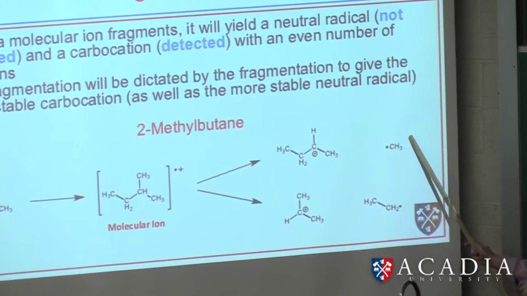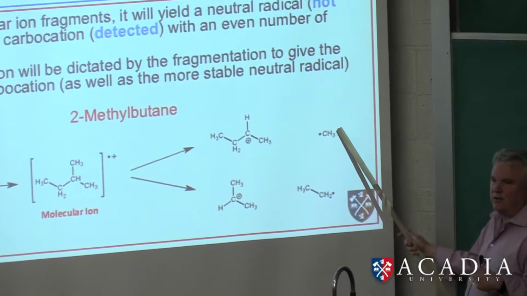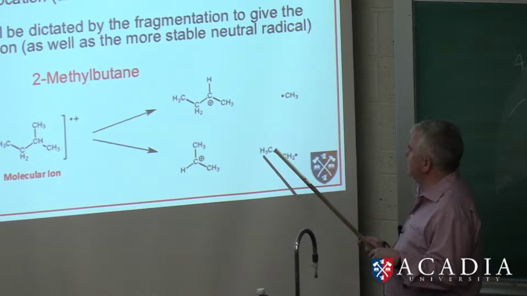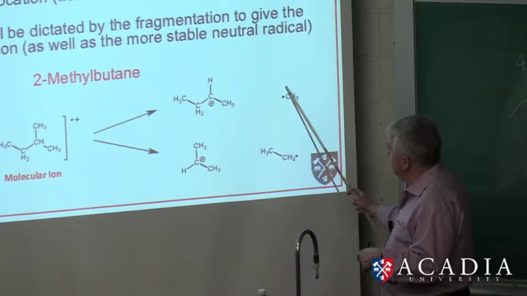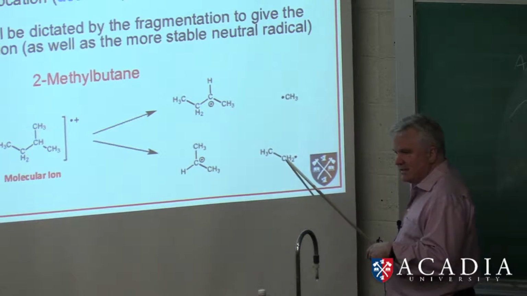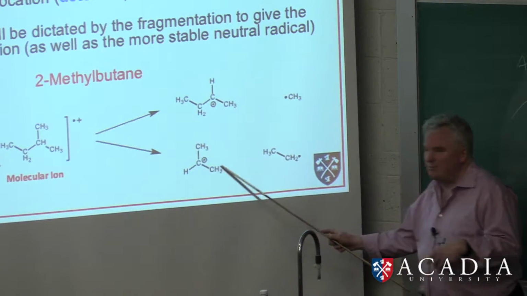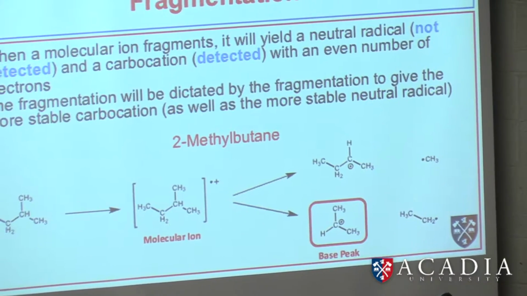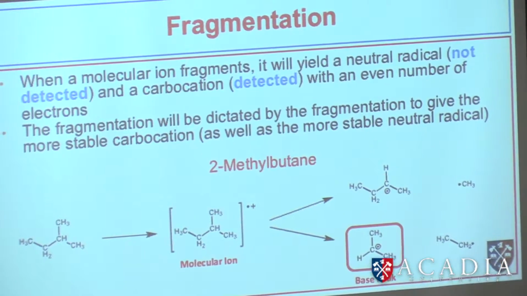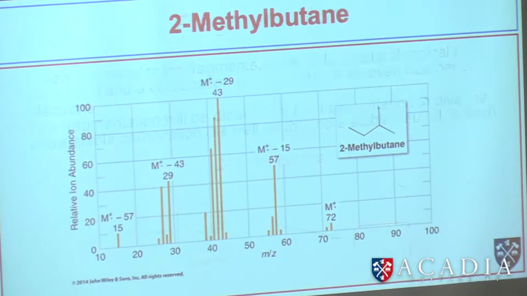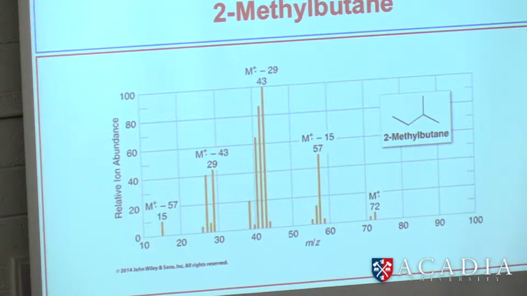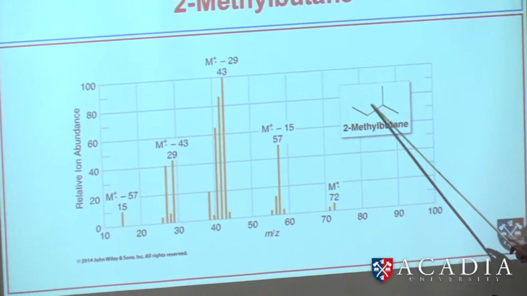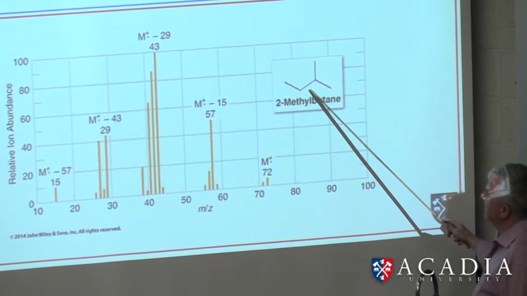However, in this case, we form a methyl radical that's much less stable than an ethyl radical. So we would expect this is less stable than this. This is the most stable radical, so we would expect that to be the base peak. And as it turns out, when we take a look at the spectrum of this, we will see that as the base peak, 43. That is this fragment with a positive charge on it. That's the most popular bond to break.